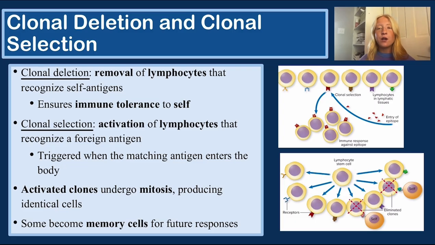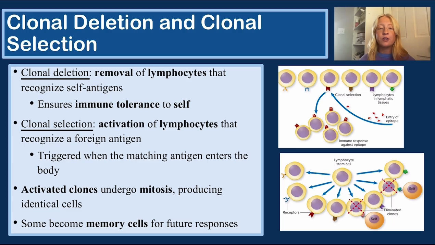Now I'm going to go a little bit more into clonal selection and deletion. These are two processes that happen during lymphocyte development. Clonal deletion happens first. It eliminates any lymphocytes that might attack the body's own cells, and ensures immune tolerance, meaning the immune system learns not to react to self-antigens. Without this step, autoimmunity could occur, where the immune system mistakenly destroys healthy tissue.